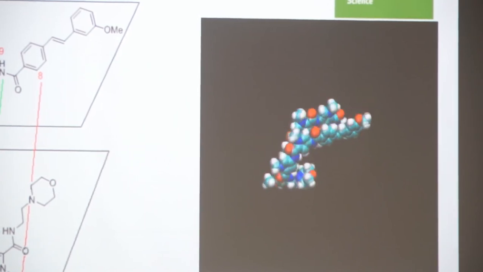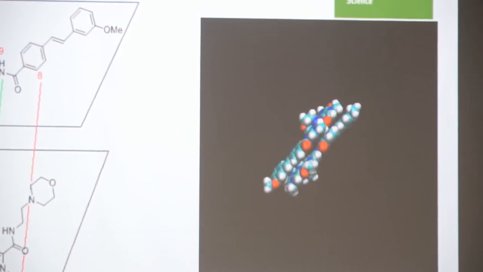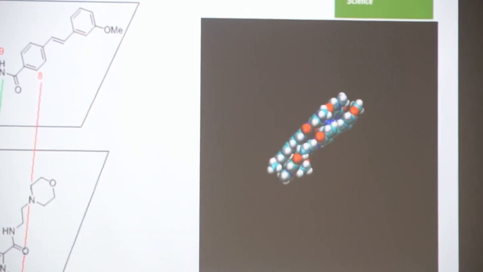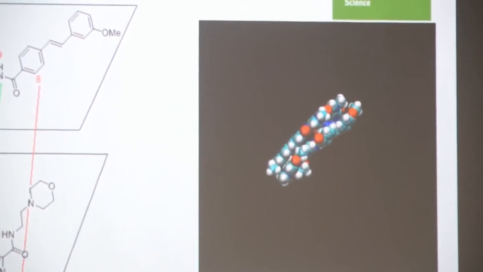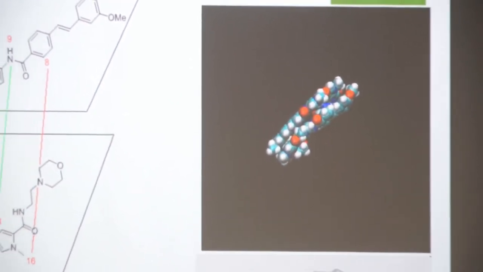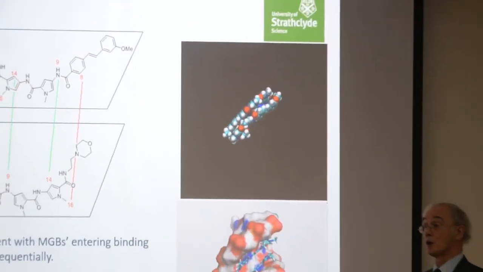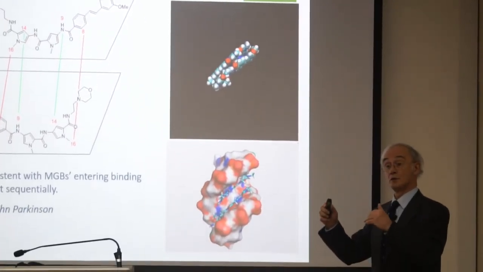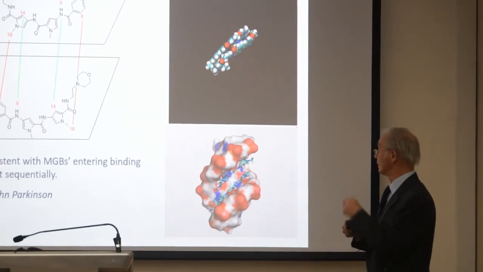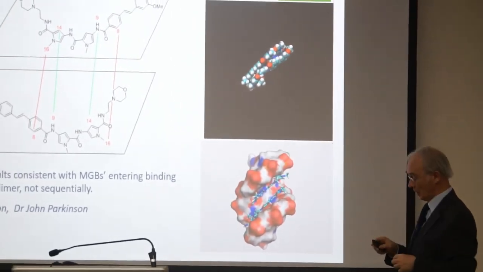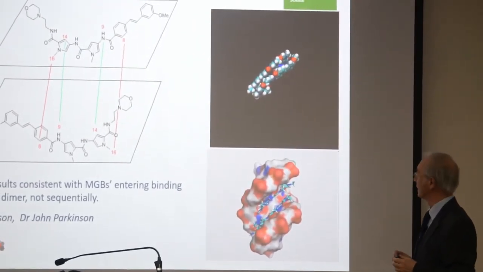And then when you reach the energy minimum, which is about to happen, there we are. We have them side by side, head to head, exactly the way that the NMR suggests that they should be, and the way in which our previous structures indicated that they would be in binding to the DNA sequence.